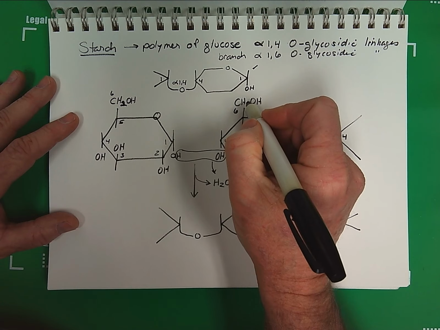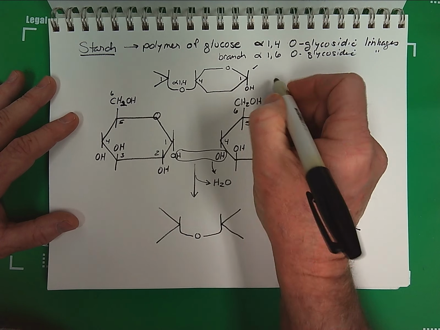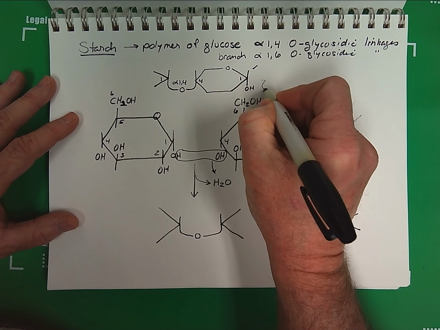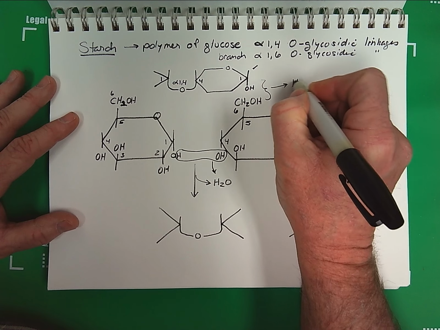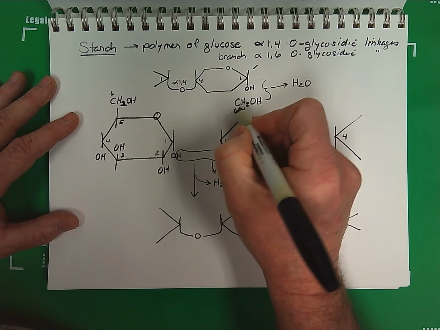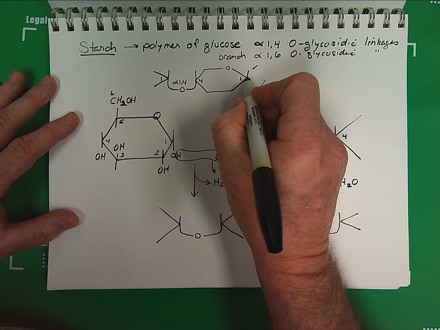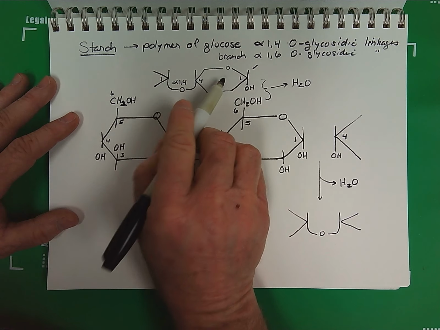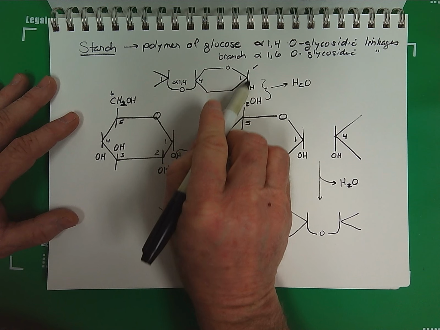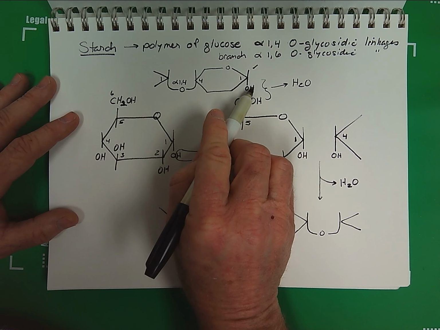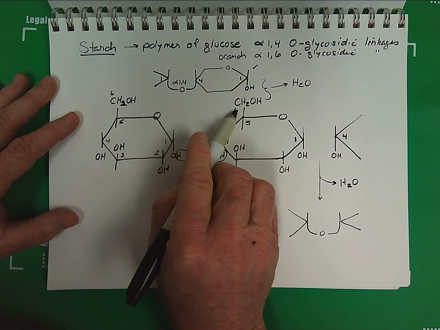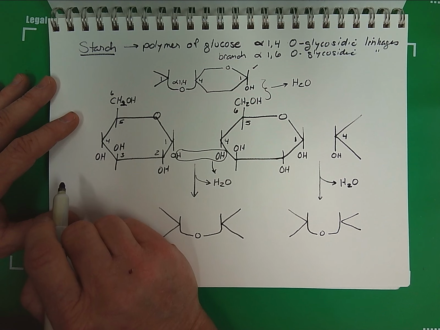And here, again, we are going to have another dehydration reaction. We are going to be removing water, but here we are now going to link this oxygen with this carbon bond, hence it being an alpha. The hydroxyl group is facing down, giving a 1,6 O-glycosidic linkage.